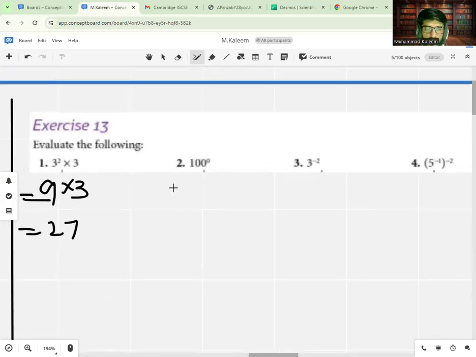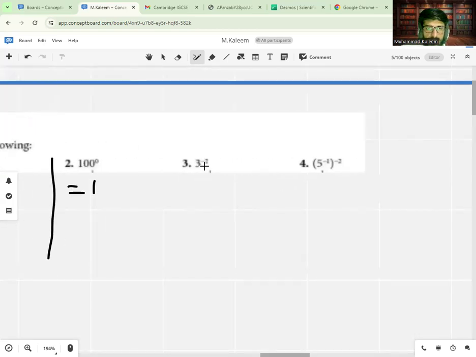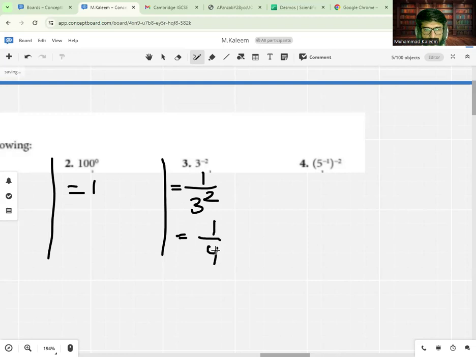100 raised power 0. I told you the rule about the 0 index. Whenever the index is 0, it doesn't matter what's the base. So this answer will be 1. And here we have 3 raised power negative 2. We cannot simplify in this way. Firstly, we have to change its index into positive, or we can change its place. So it will be 3 raised power 2. We just have to take this one into the denominator, so its exponent sign will be changed. So 1 over 9 will be its answer.